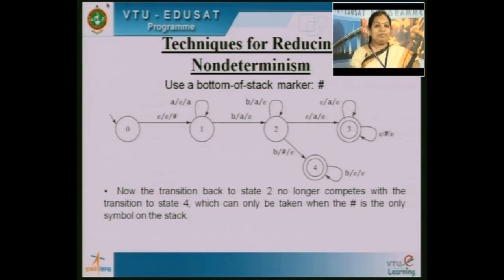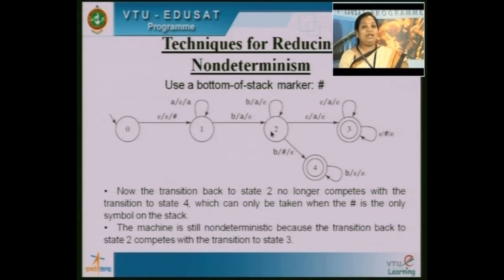Now, by using this hash as the bottom of the stack marker, you can see the transition back to state 2 no longer competes with the transition of state 4, which can only be taken when hash is the only symbol on the stack. So, only when hash is the symbol do we take transition 4. So, there is no longer competition at state 2, but still the machine is non-deterministic because the transition back to state 2 competes with the transition of state 3.